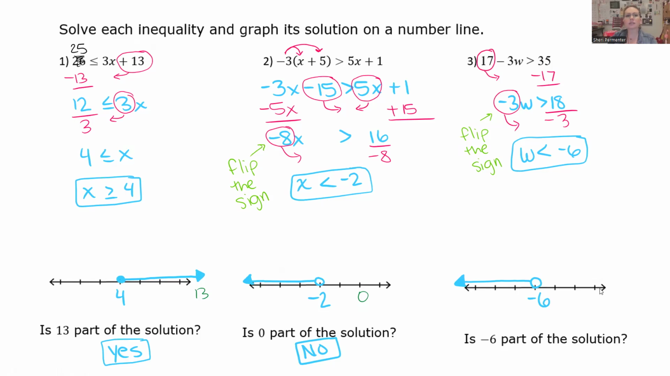-6. Well, that is what's listed. Is that part of the solution? Is it included in the solution? No. Why? Because it's open. It means technically there's a hole there. So this is a case where it is no. It has to be a solid circle for it to be included.